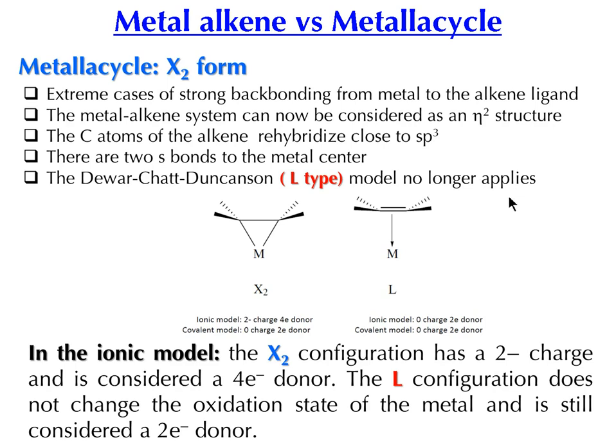So how do we count the X2 type or the L type? In the ionic model, in the X2 configuration, the alkene is considered dianionic, a 4 electron donor to the metal. In the L type, the alkene is considered neutral and a 2 electron donor to the metal.